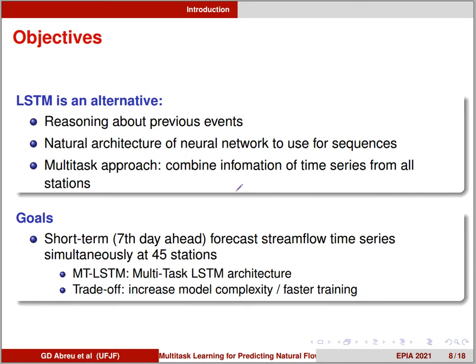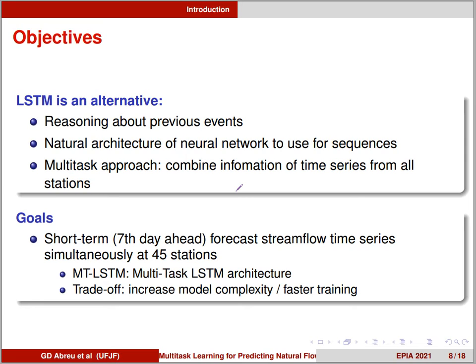So, as I said, using LSTM neural networks is an alternative because they allow reasoning about previous events. They have a natural architecture that is useful to predict sequences, and we can also use the multitask approach that combines information of time series from all stations in the river.